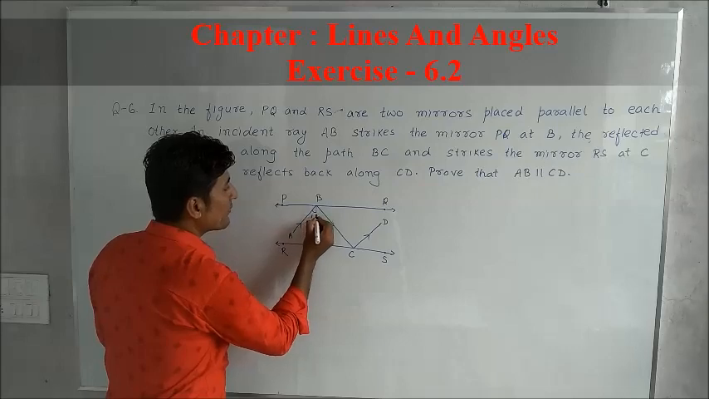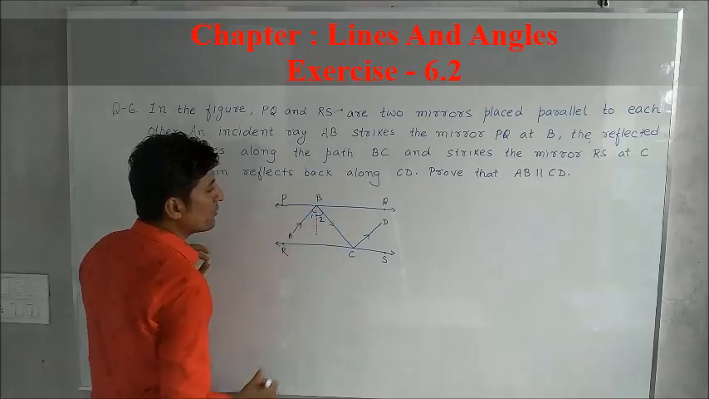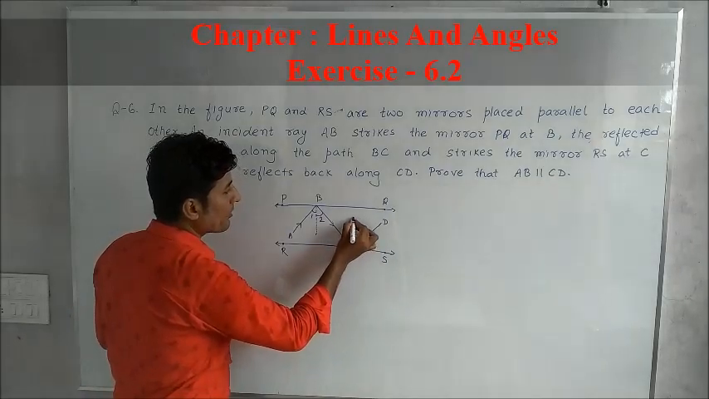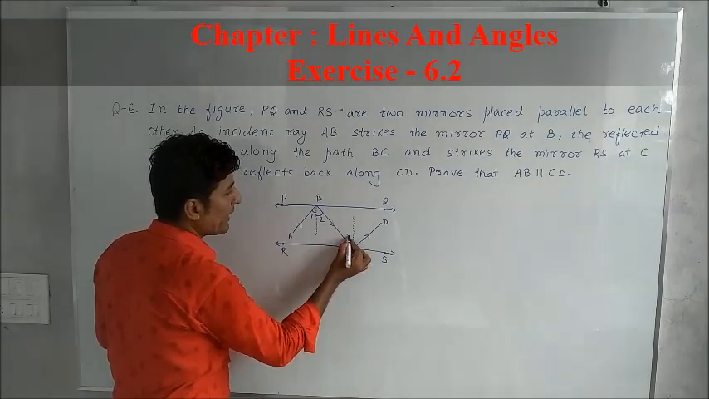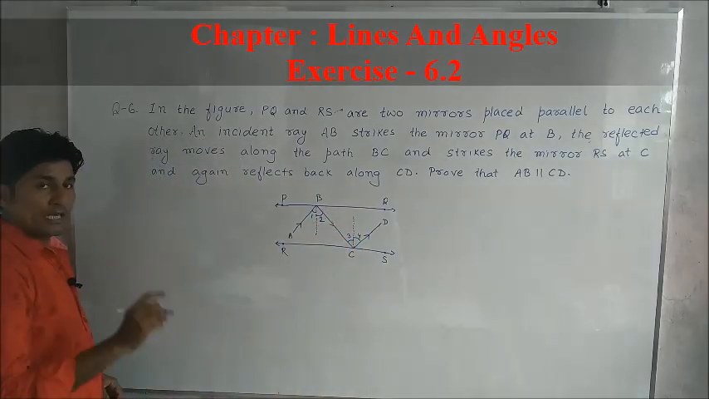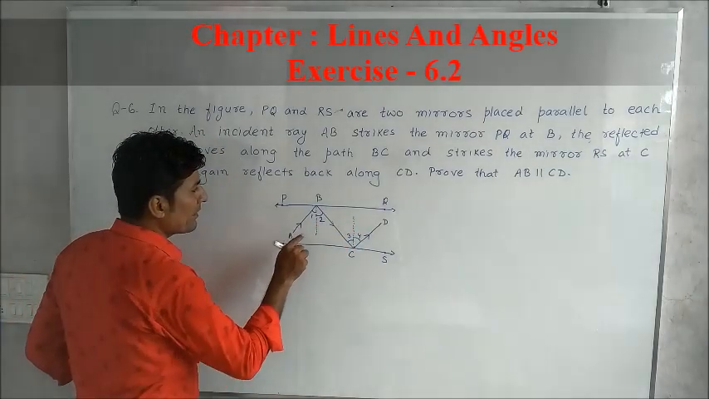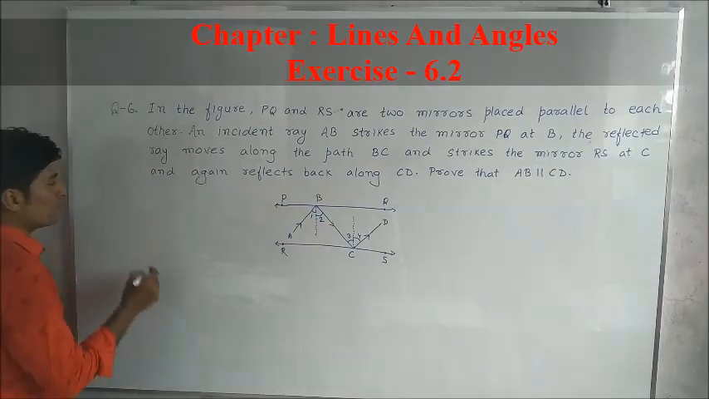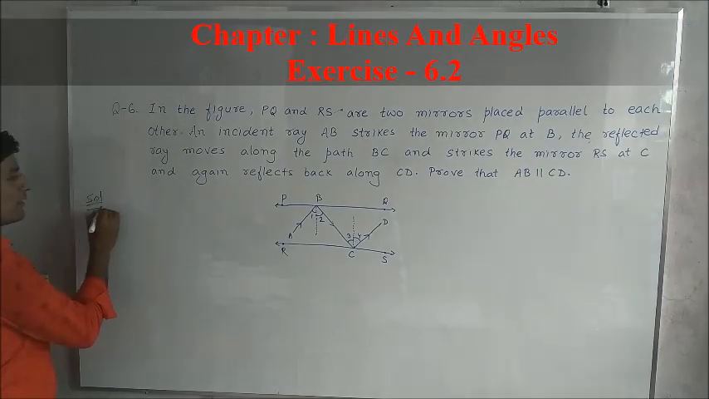Suppose the name of this angle is 1, name of this angle is 2. Similarly, we will draw one perpendicular at point C also. Suppose the name of this angle is 3 and the name of this angle is 4. According to the reflection of light, we can say that angle 1 is equal to angle 2. So let us see the solution.